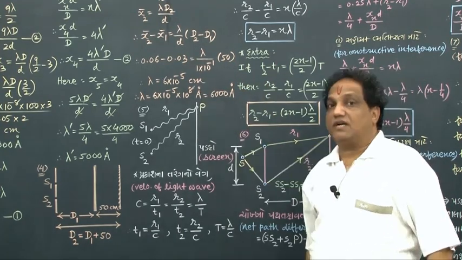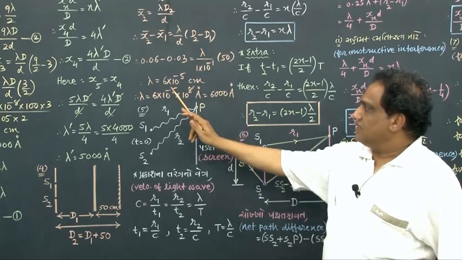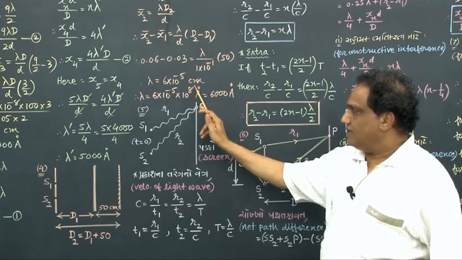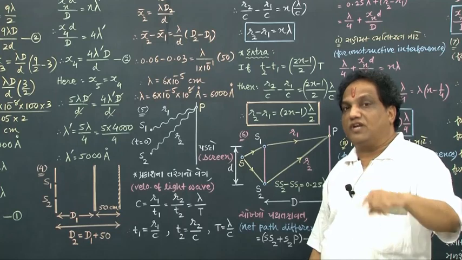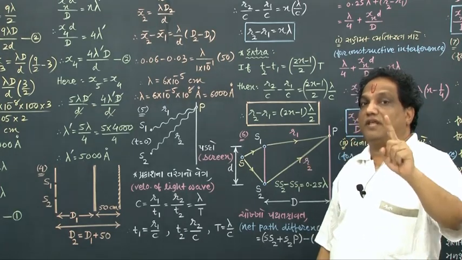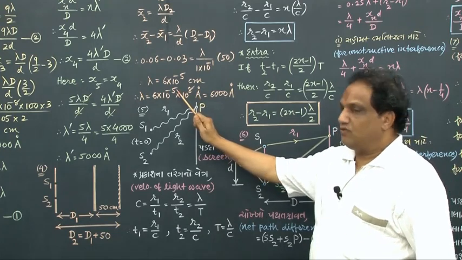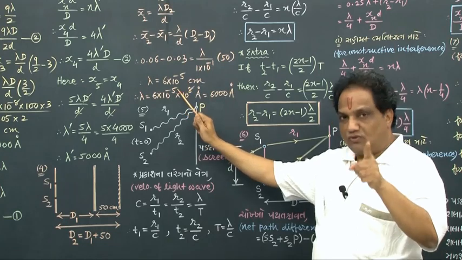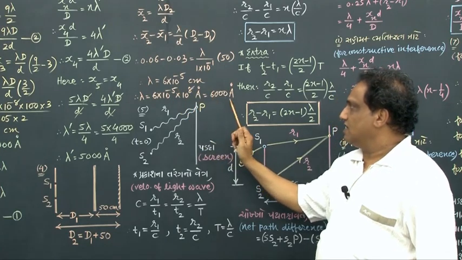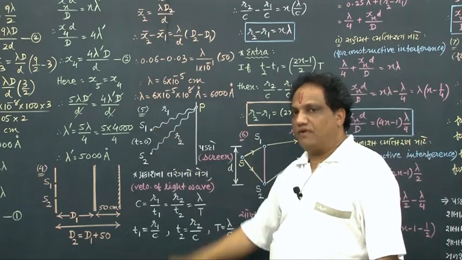Because all the distances are taken in centimeter, naturally lambda will be obtained in centimeter. Answer is 6 into 10 raised to minus 5 centimeter. If you require to convert it into angstrom, you know very well now, centimeter to angstrom, multiply by 10 raised to plus 8. 8 minus 5, that is 3. 10 raised to 3 means 1000. 1000 into 6, that is 6000 angstrom. Correct? Now read statement of number 5.